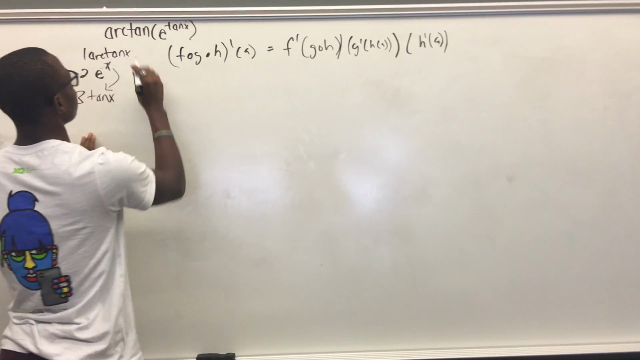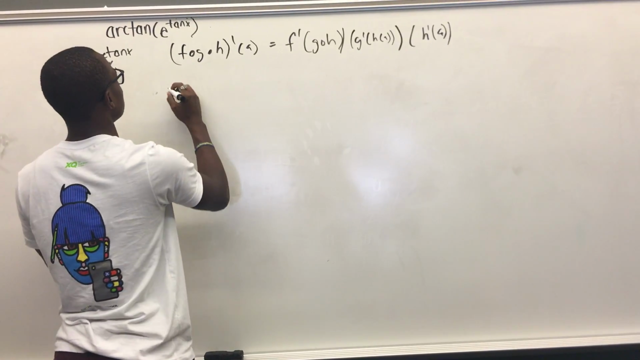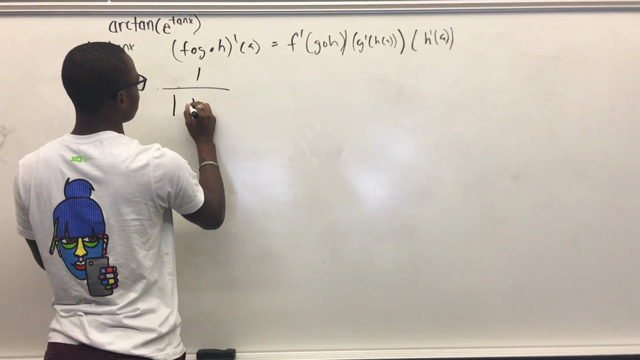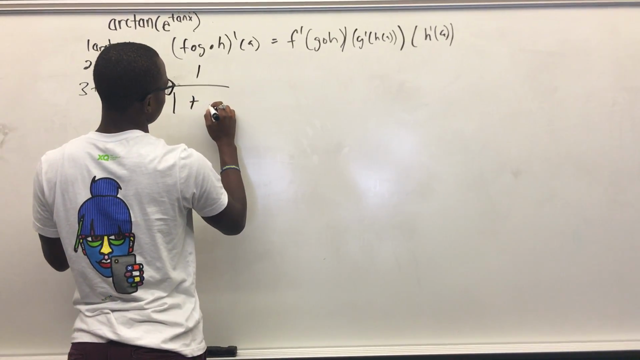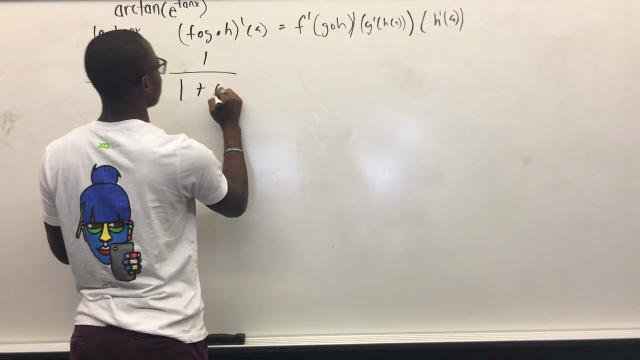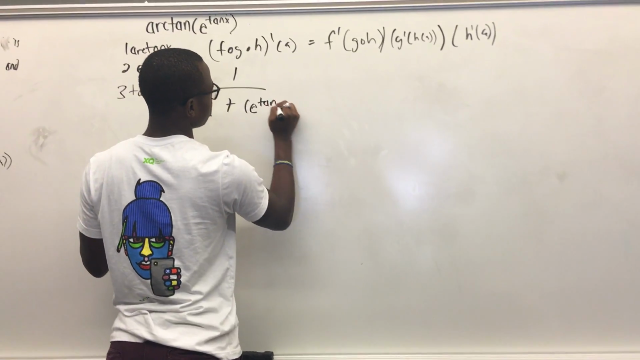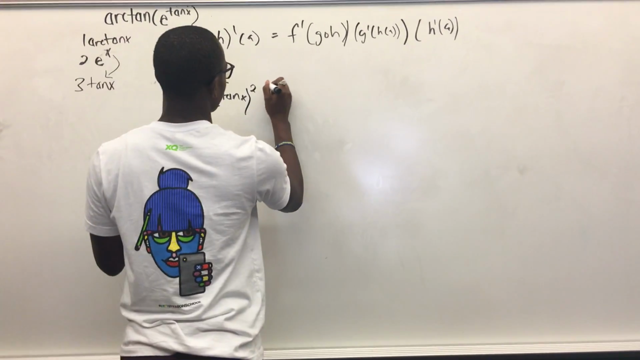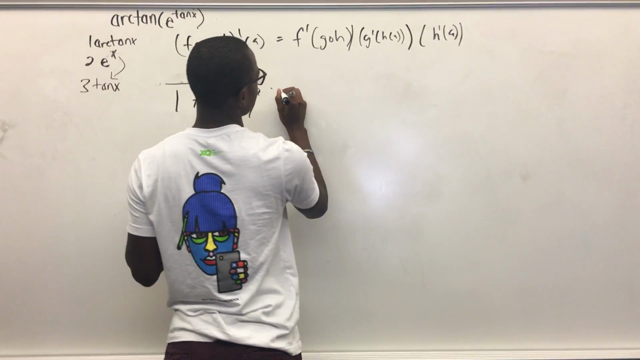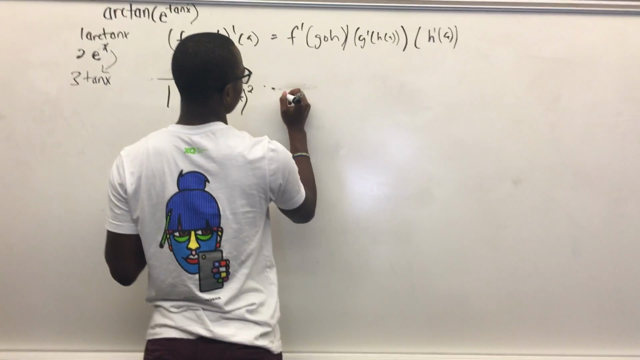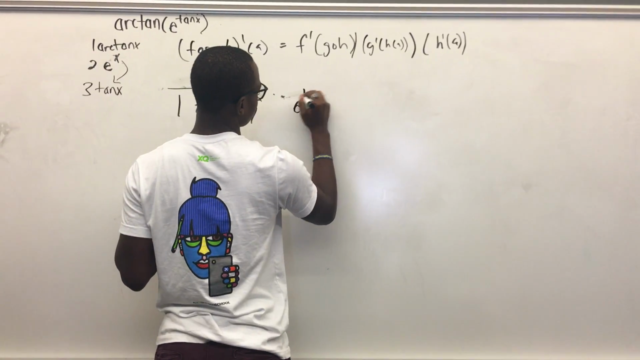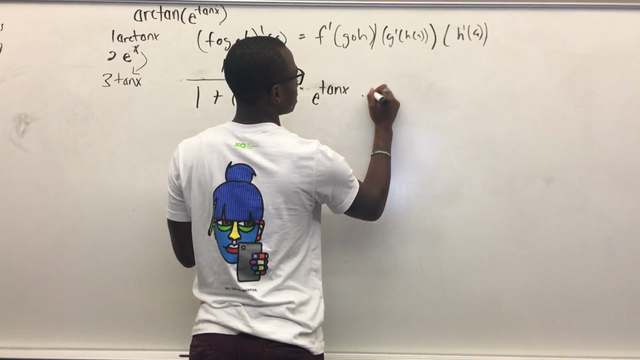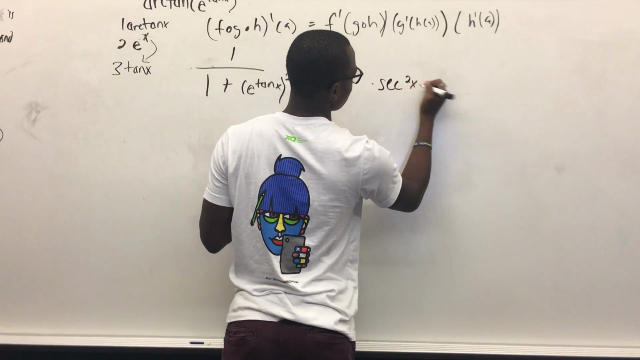then the derivative of arctan of e to the tan x would be the derivative of arctan, which is 1 over 1 plus x squared, where the x squared would be composed of the inside component, so it'd be e to the tan x squared, times the derivative of e to the tangent of x, which is just itself, times the derivative of tan of x, which is secant squared.